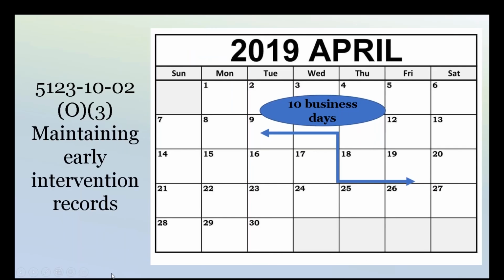All right, so this rule also gives the requirement of the EI provider to provide a copy of the child's records within 10 business days when the EI service coordinator makes this request. So an example of this would be what we talked about earlier. The EI service coordinator is trying to verify TRS, or perhaps the parent has requested the child's record.